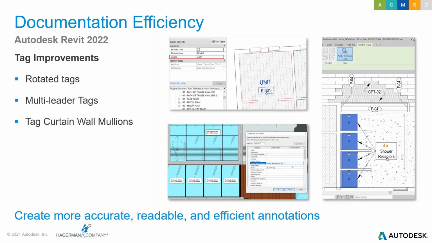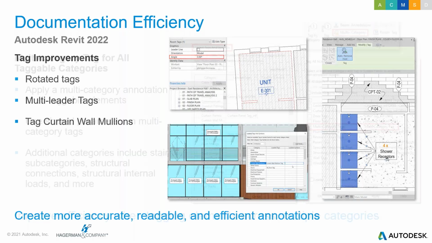When you do this, the quantity of host elements is automatically tracked and displayed both in the tag itself and in the Properties palette. You also have access to specific snap points to modify the leader lines according to your preferences. And then we can now tag curtain wall mullions, which is pretty cool. A new category has been added for this, and you may choose to load the tag for curtain wall mullions provided or create your own.